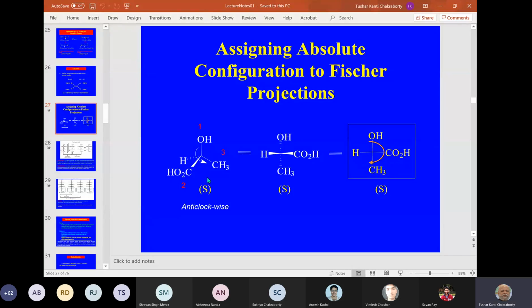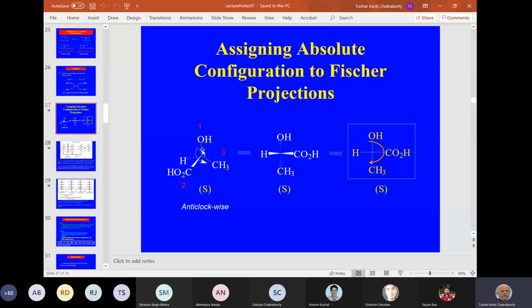Yeah, you see this one, oxygen 1 and this carbon, this bond. Can you see the cursor here? Yes, sir. Yeah, this bond you rotate towards the right hand side. Then you can see that hydrogen is coming slowly above the plane and carboxyl is going towards your right.